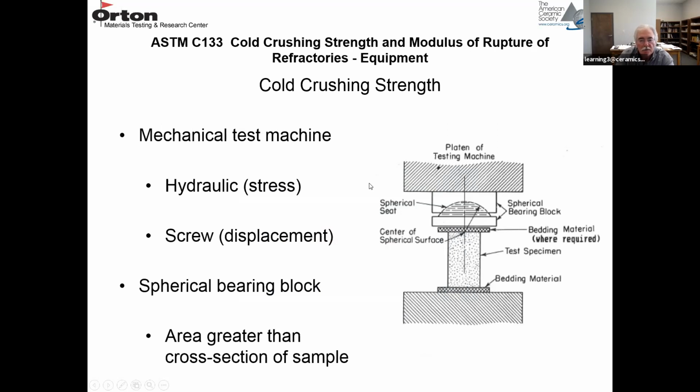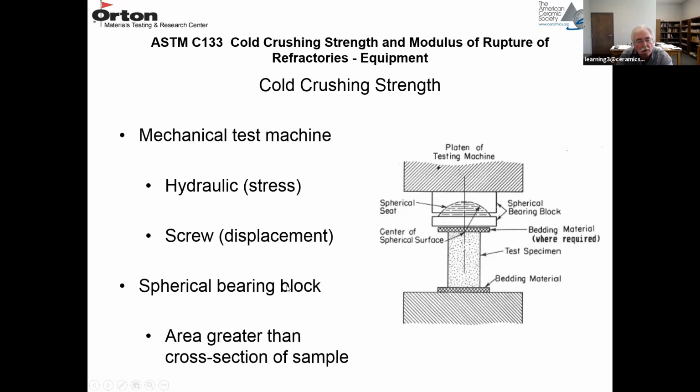For the equipment for this, you need a mechanical test machine. And there's two types of test machines. One is a hydraulic test machine, one is a screw-driven test machine. In the hydraulic system, you increase the stress, so you're measuring at a stressing rate. And in the screw machine, you're applying the load in terms of a displacement. So that's a displacement rate test.